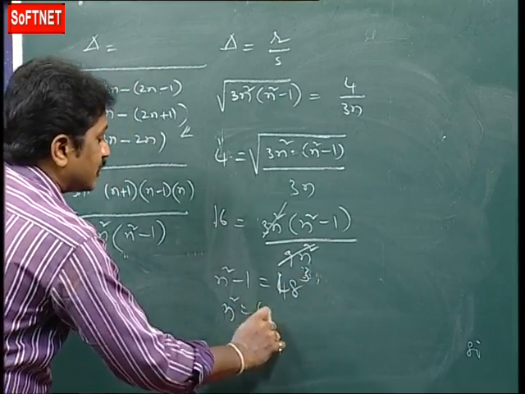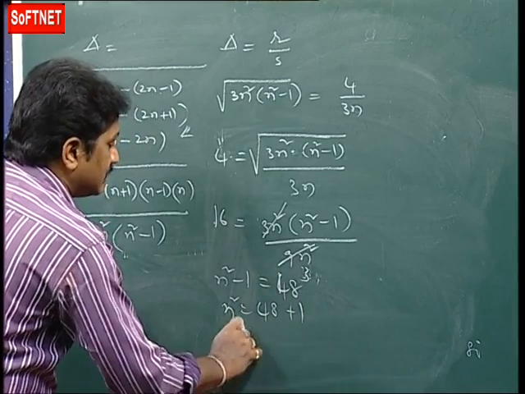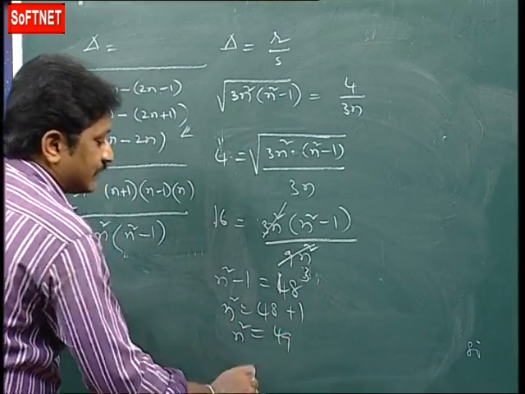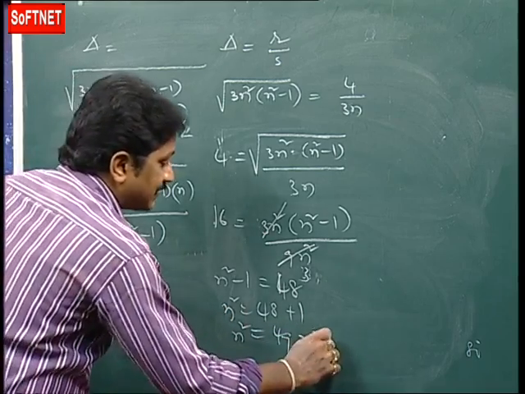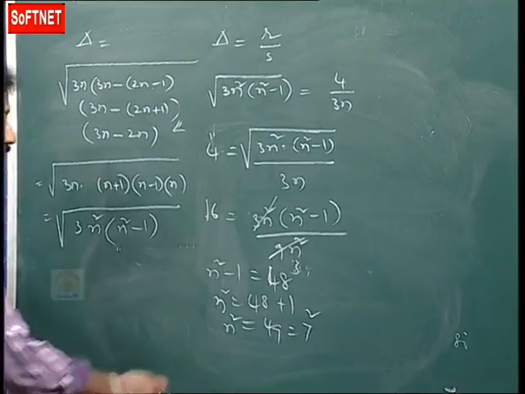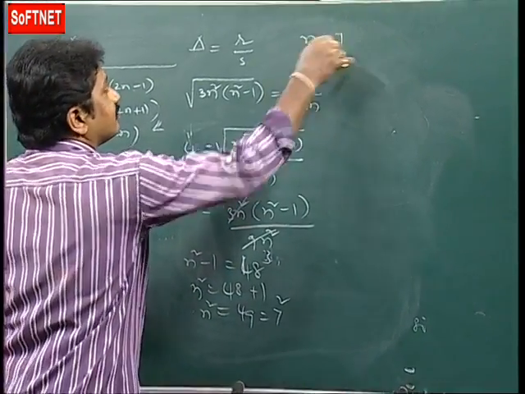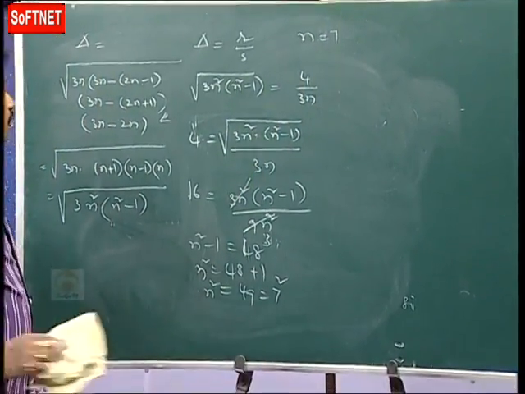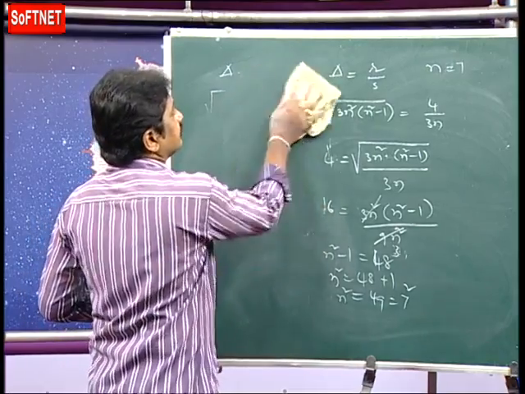So, n square equal to how much? 48 plus 1, or you can write it as 49. Otherwise, you can write it as n square equal to 7 square. So, we can write n is equal to 7, correct? Okay. Shall I erase it now? Now verify it.